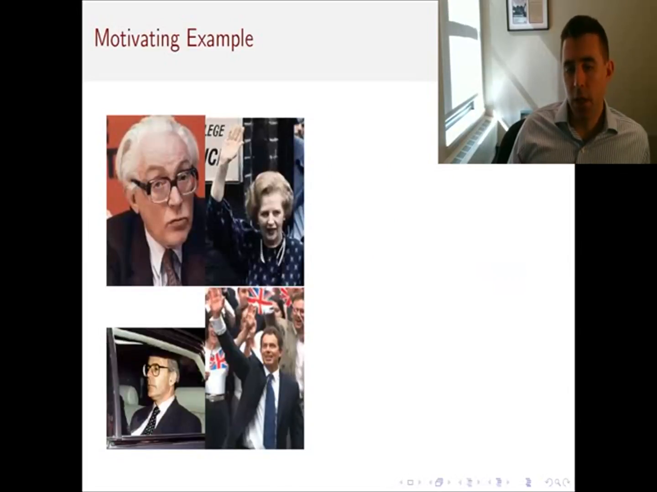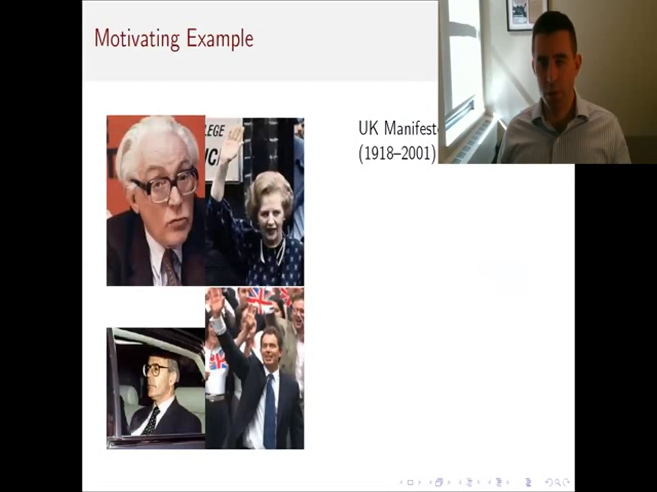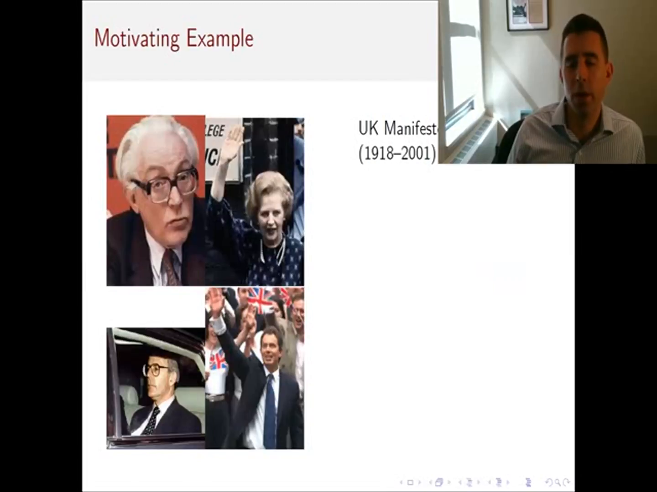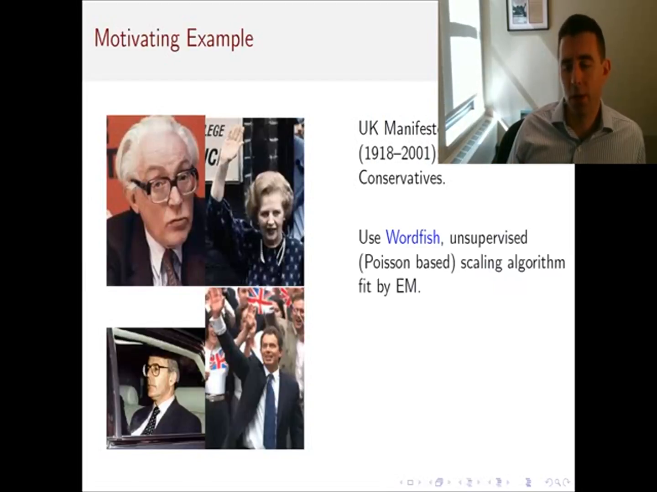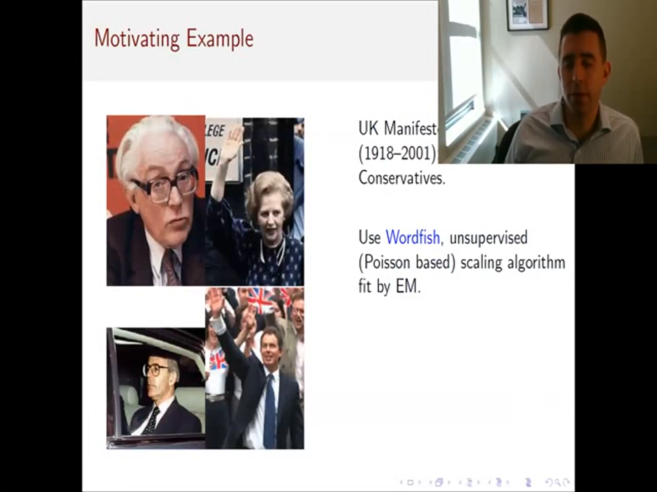To motivate this, I'm going to use a very simple example from the Manifesto Corpus. Many people watching will know that Manifesto is an incredibly popular thing to study, especially in the European context. Released every year, the party writes down purportedly what it's going to do. We're going to look specifically at the UK. The UK Manifesto Corpus we have runs from 1918 to 2001, and we have three parties, but we're going to look at just two. We're going to look at Wordfish, a Poisson-based unsupervised learning algorithm for fitting models where you care about how parties are distributed on a given, typically single, dimension.